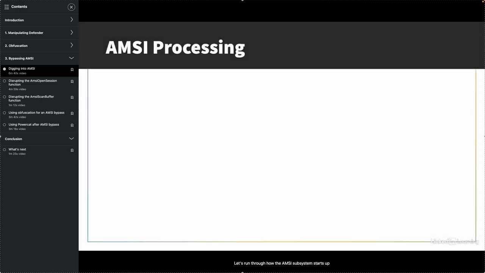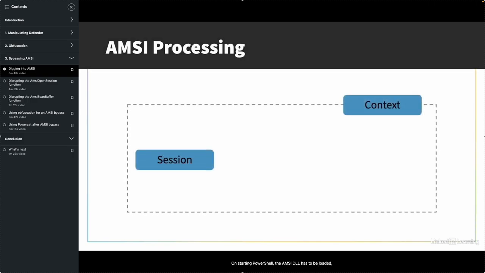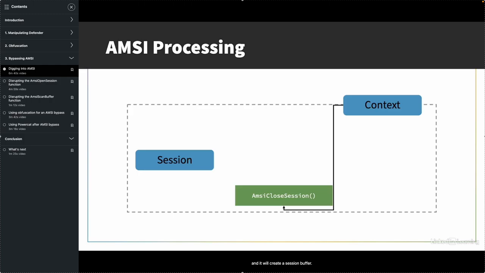Let's run through how the AMSI subsystem starts up in PowerShell. On starting PowerShell, the AMSI DLL has to be loaded and AMSI initialize will be called. This establishes a context which will be used by all subsequent AMSI functions. On entering a PowerShell command or script, PowerShell will call AMSI open session with the context, and it will create a session buffer. Then the AMSI scan string or AMSI scan buffer functions are called with the context and the session buffers, and the scan is executed.